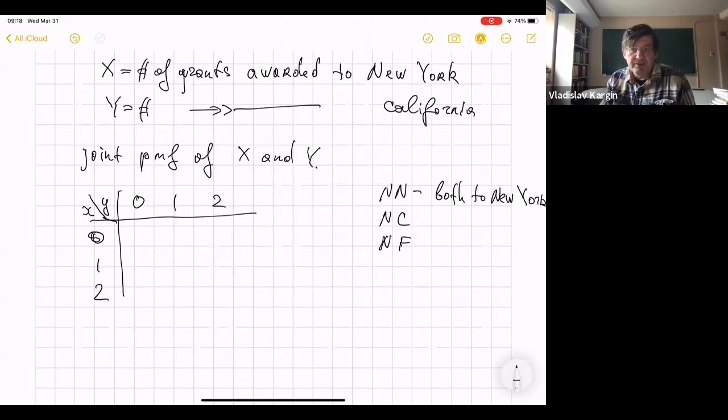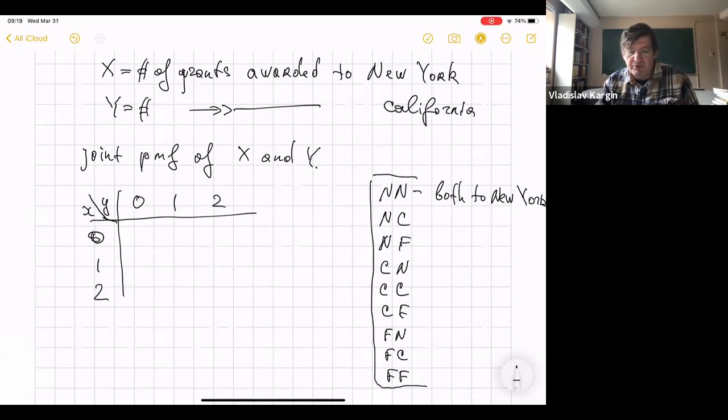So all nine possibilities: 3 possibilities for the first grant to be awarded to some university, so 3 possible universities, and 3 possibilities for the other grant to be awarded to a university. So 3 times 3 is 9. It's small, and we can list them. CN, so California got the first grant and New York got the second grant. After that CC, California got both grants, CF, FN, FC, and FF. These are the possible outcomes of this experiment.